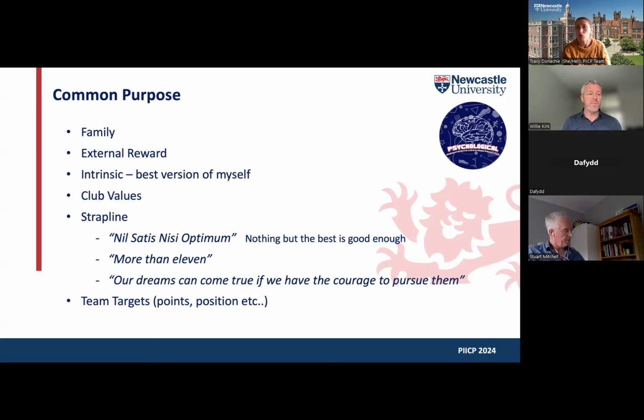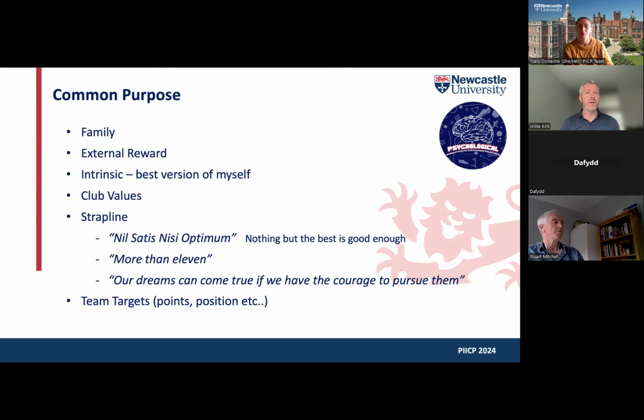But without a doubt, especially now, as I say, if we use football as a subject matter, the men's game and the women's game, we have got dressing rooms full of international players, of players from different countries, and everybody signs for a club for different reasons. So your club values could be a common purpose amongst a number of the players. There may be a strapline that you have at your club that you can use as your common purpose.